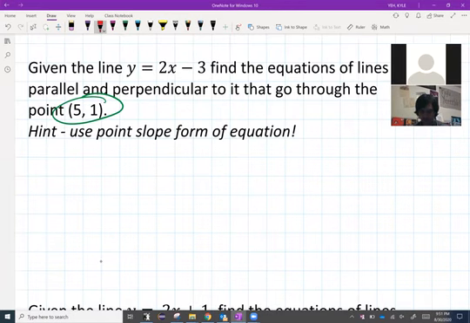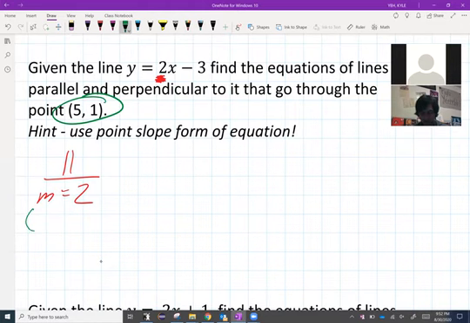So let me start with the parallel line. And I'm going to draw that mathematical symbol for parallel. It's just two vertical lines. That means parallel. What do I know about the slope of my parallel line? Well, I know that parallel lines have the exact same slope. So since the slope of my original given equation is 2, y equals mx plus b, I know the slope of my parallel line is 2.